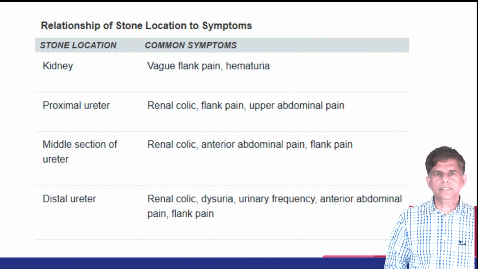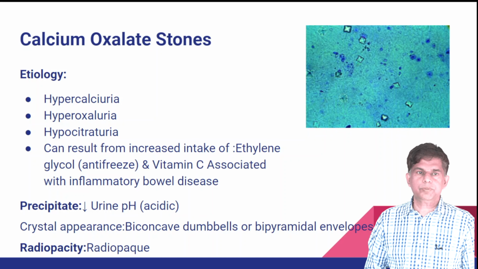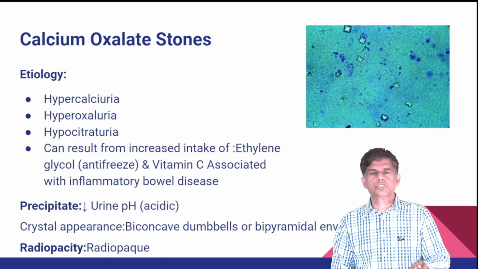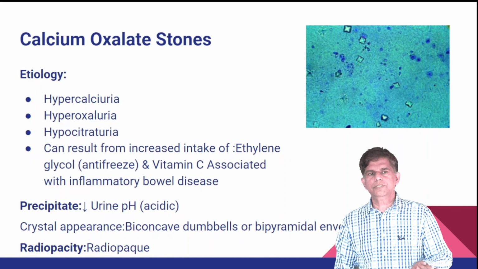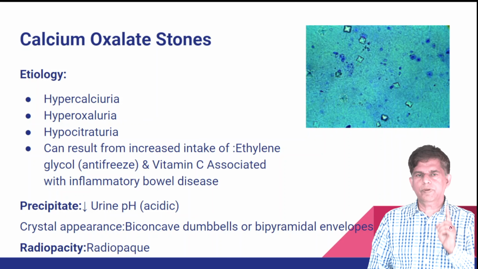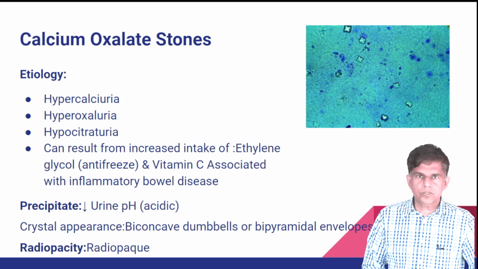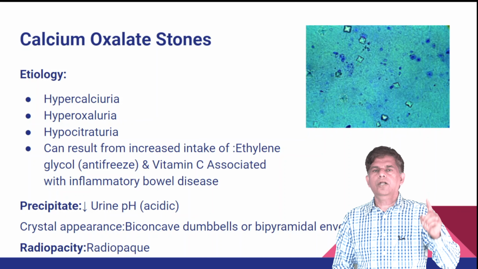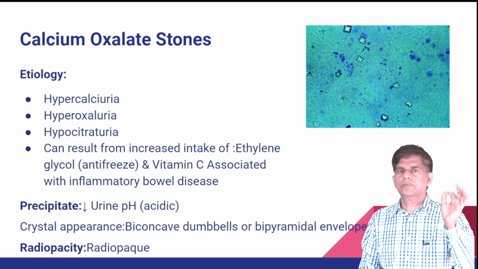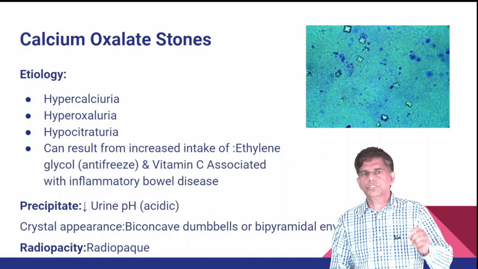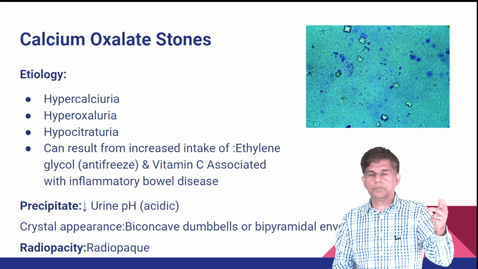Now, let's look at the different types of stones. First, we're going to talk about the calcium oxalate stone. We already said 75%. Causes: hypercalciuria, hyperoxaluria, hypocitraturia, can result from increased intake of ethylene glycol, vitamin C, associated with inflammatory bowel disease. So if I'm writing an examination question, what I'm going to write is somebody comes with ethylene glycol poisoning. They're going to have oxalic acid and oxalate crystals and kidney failure. Good question, right? And if I'm writing a question about inflammatory bowel disease, I'm going to write about calcium oxalate stone. So two major points, remember.